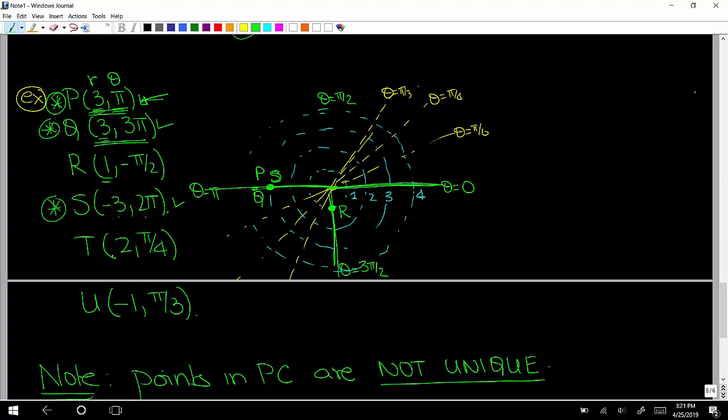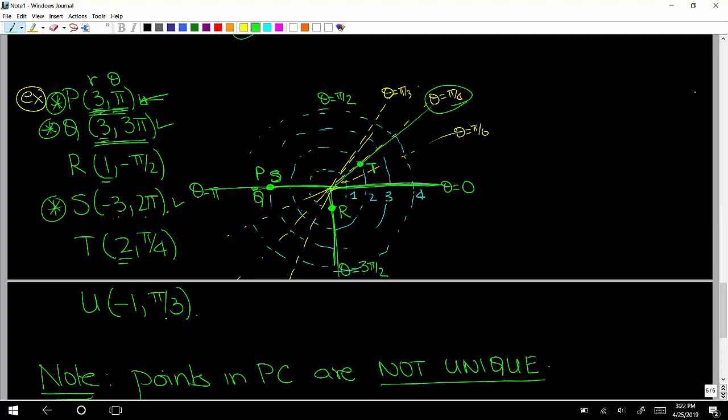Okay. Let's take a look at T. T is 2 and pi over 4. So we're going to go pi over 4, go to the pi over 4 line, which is this guy here. And on that line, we're going to go 2 units from the pole. So we have 1, 2. So this point here is T.